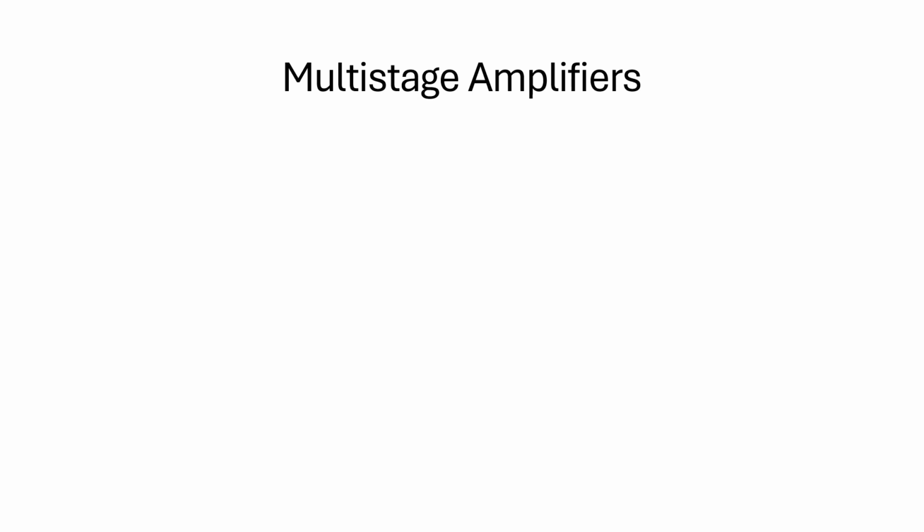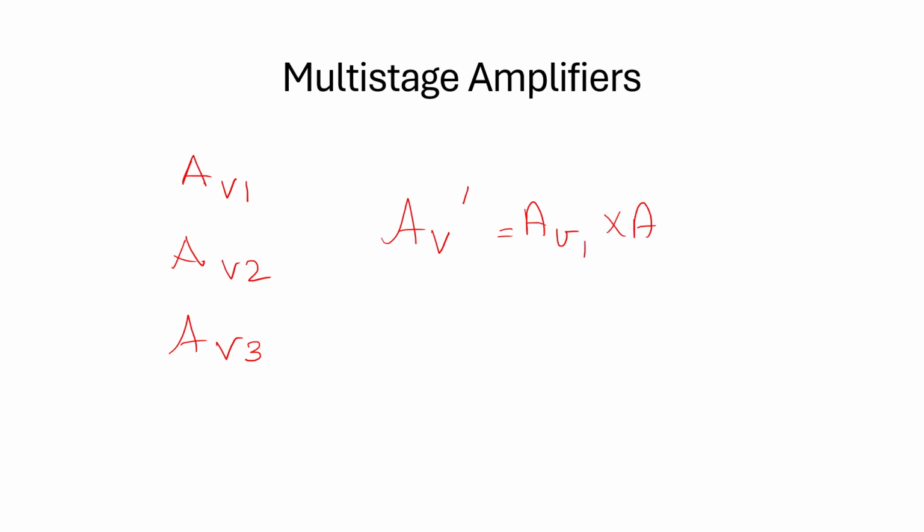gain of the amplifier. For example, if AV1 is the voltage gain of amplifier 1, AV2 is the voltage gain of the second amplifier, AV3 is the voltage gain of the third amplifier, then the overall voltage gain of the amplifiers which are connected together is AV dash is equal to AV1 into AV2 into AV3.